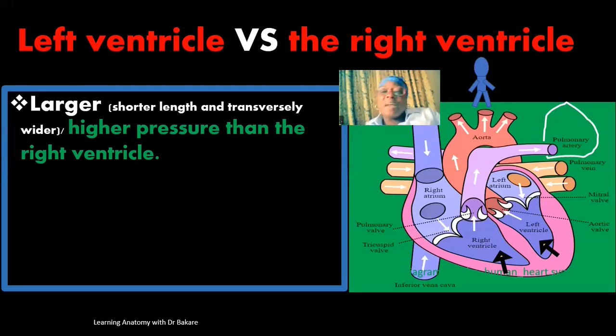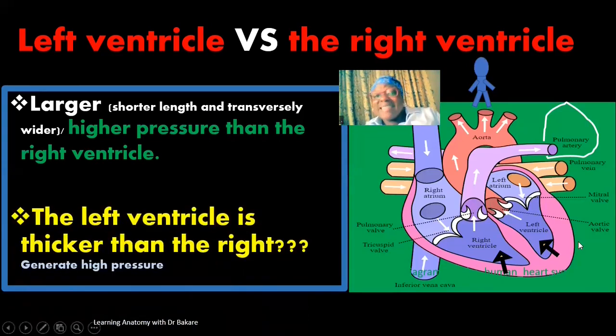Also, another difference that we want to highlight is the thickness of their wall. The wall of the left ventricle is thicker than the wall of the right ventricle. This is the wall of the left ventricle. You can see that it appears to be thicker here.